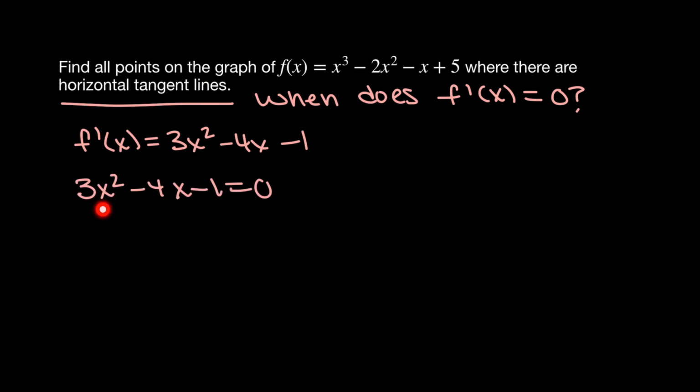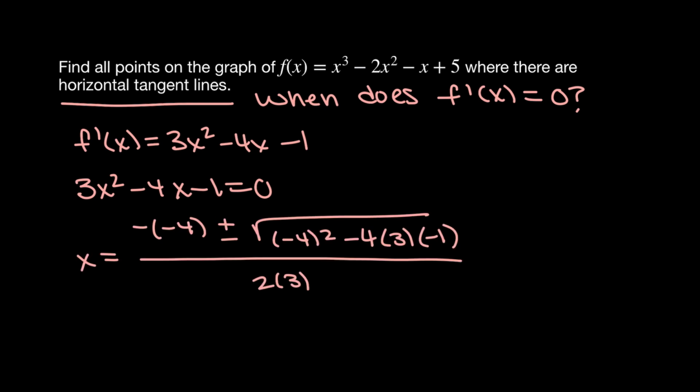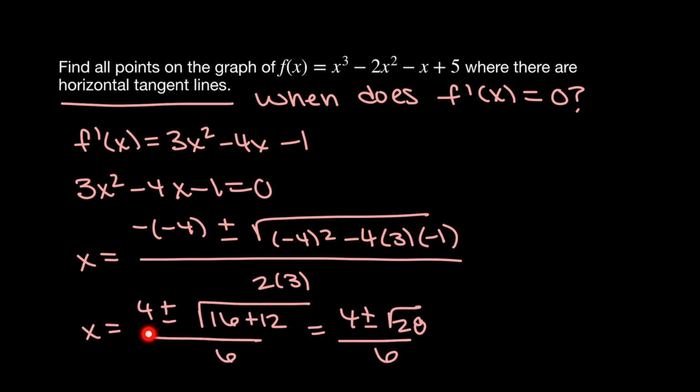All right, so my derivative is 3x squared minus 4x minus 1. I'm going to set that equal to 0. I don't think we can factor this, so I'm going to use the quadratic formula. x is -b plus or minus the square root of b squared minus 4 times a times c, all over 2 times a. So that's going to give me positive 4 plus or minus, and then I get a 16. Minus 4 times 3 times minus 1 would be a plus 12, and then all over 6.